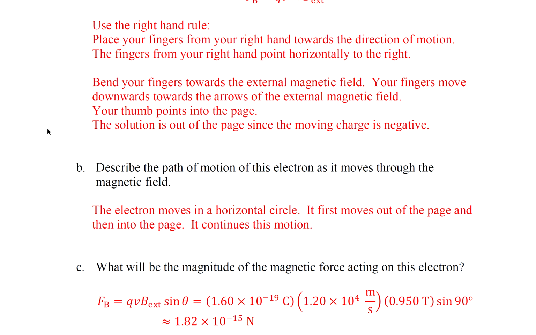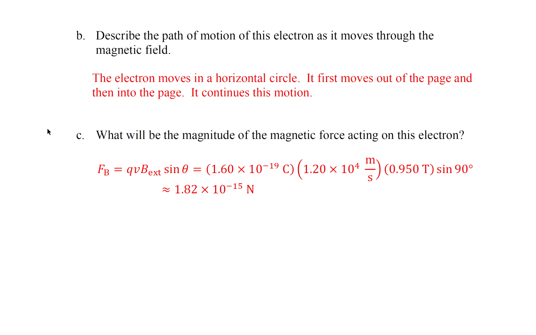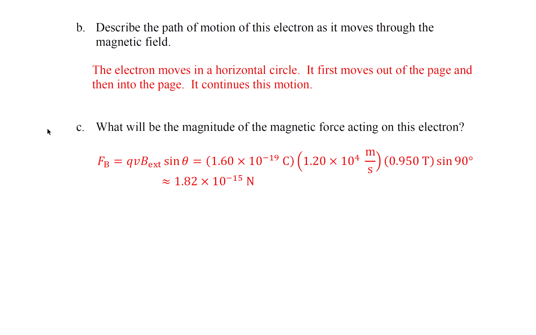Part B, describe the path of motion of this electron as it moves through the magnetic field. It's going to move in a circle. Part C, what will be the magnitude of this magnetic force acting on this electron? Use the equation qvB sine theta.